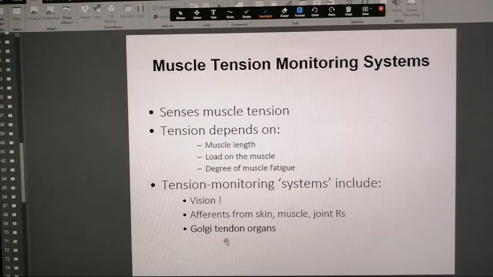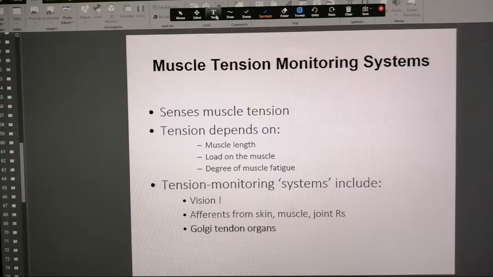Okay, the structural difference between muscle spindle and Golgi tendon, as I mentioned earlier, is that muscle spindle is in parallel to the extrafusal fibers. The GTOs are in series.